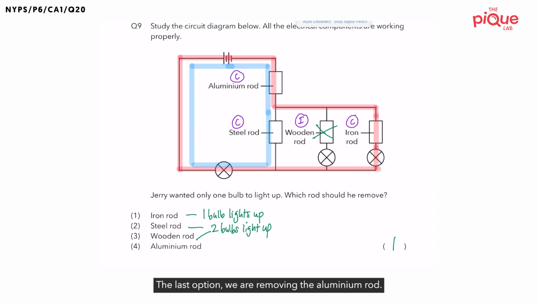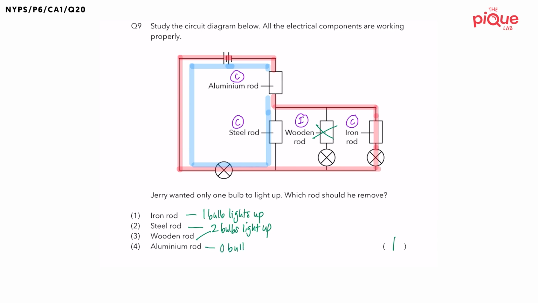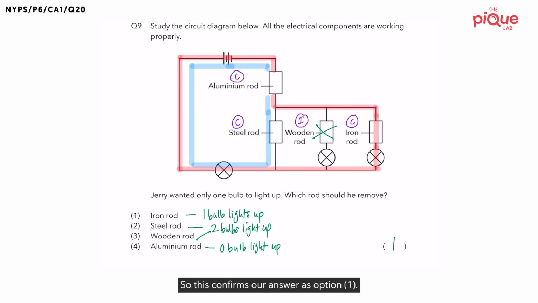The last option, we are removing the aluminium rod. I'm going to remove the aluminium rod here. Now there is a gap in both the red and blue circuits. Can electricity still flow through these 2 circuits? No, electric current cannot flow through these 2 circuits, and will any bulb light up? No bulb will light up. So this confirms our answer as option number 1.